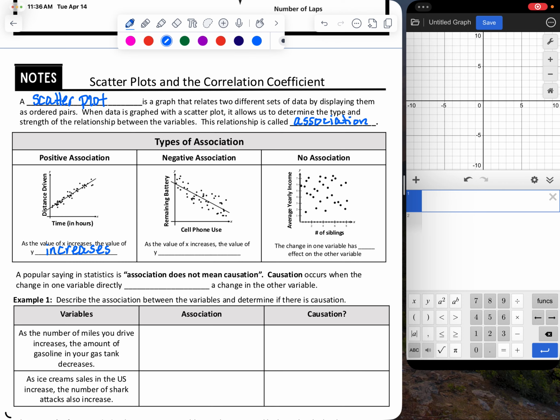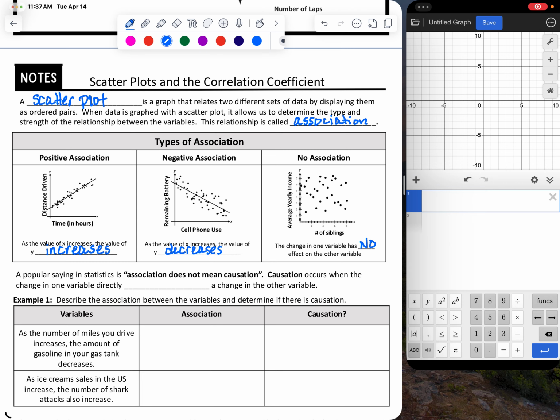Both variables are increasing. Now, a negative association, in this problem, we have cell phone use and remaining battery. So as the cell phone use increases, the battery remaining decreases. So we say as the value of x increases, the value of y decreases. This is a negative association.